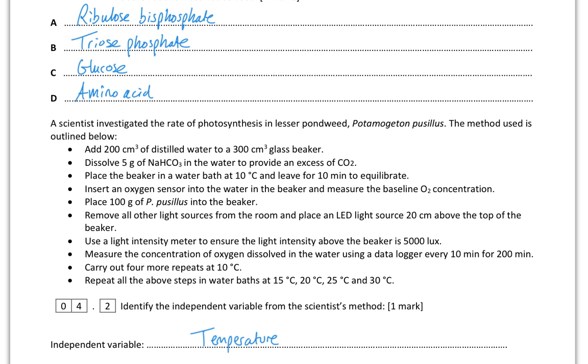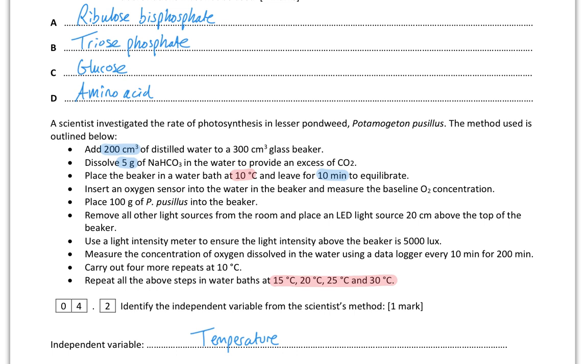Then we've got this load of detail. Where's my highlighter pen? Let me get my highlighter pen going to show you how I'll do it. They're adding 200 centimeters cubed distilled water. So that's a control variable. They're going to add in 5 grams of sodium hydrogen carbonate in excess. So there's an excess of CO2, so that's not a limiting factor. They're going to place it in a water bath at 10 degrees C. I'm going to put that in red because that's my range, so that's my dependent variable. Leave it for 10 minutes, that's a control variable.